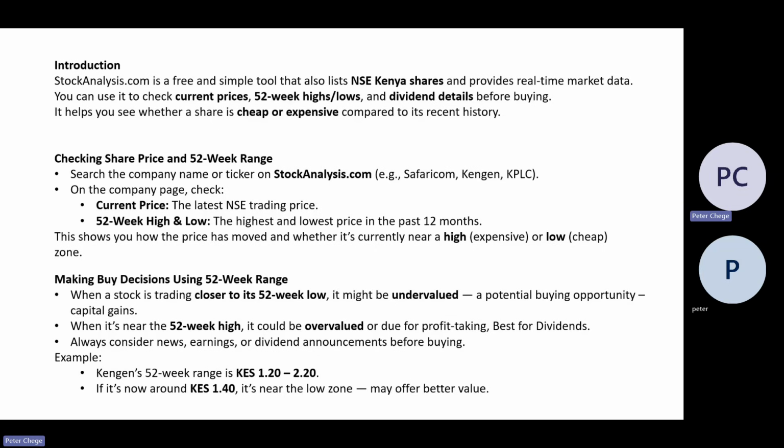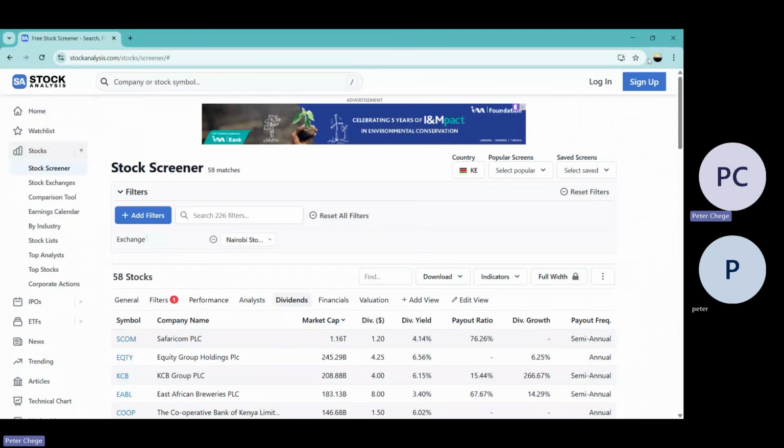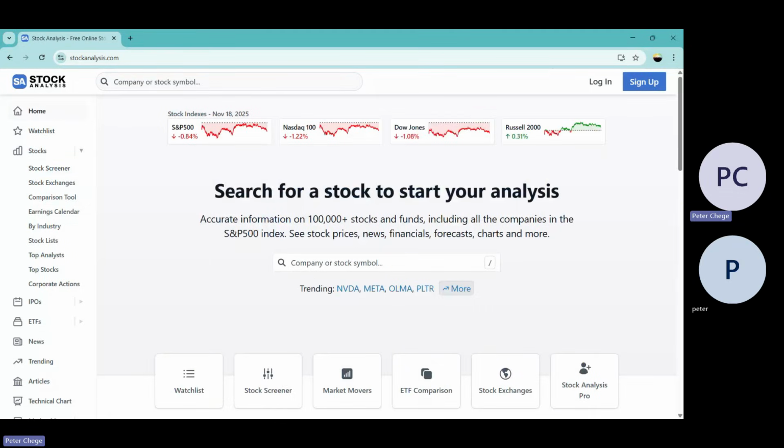So let's go to stockanalysis.com. Let me stop sharing. So this is the site, stockanalysis.com. I'll leave a link in the description of the video. When you first log in, because I've used it before, it went to that screen. You might load on this screen.